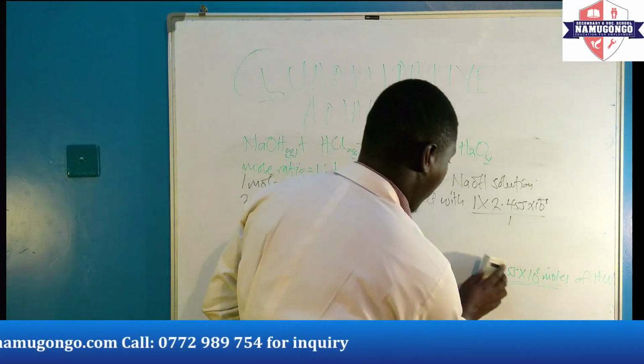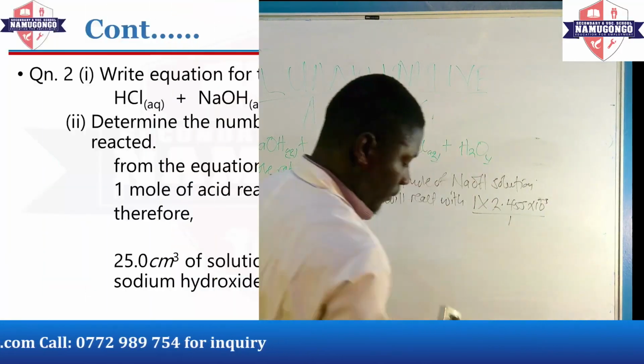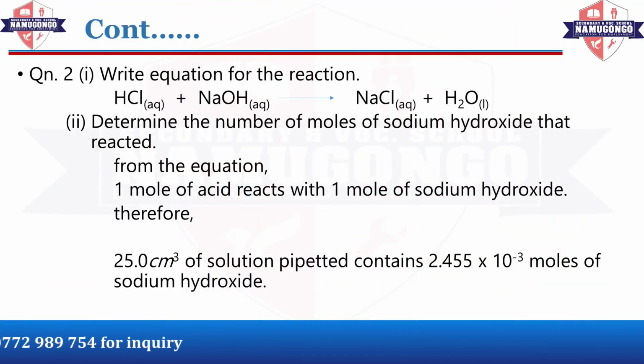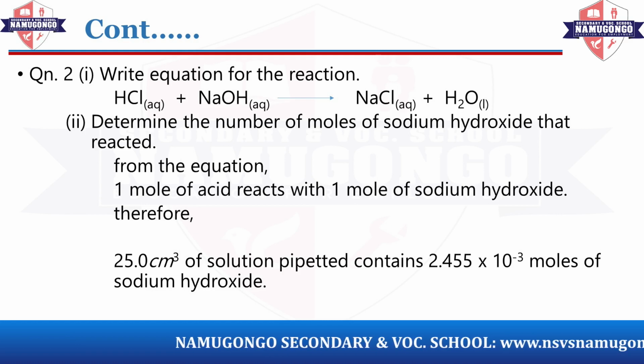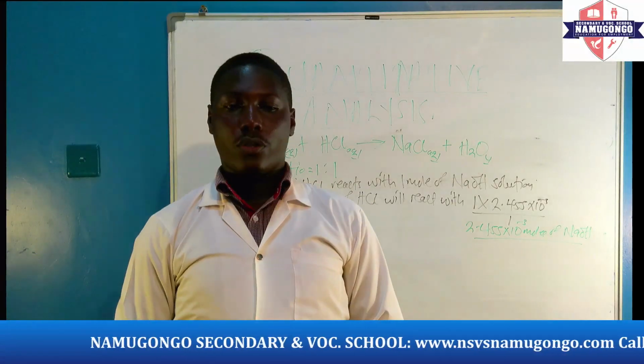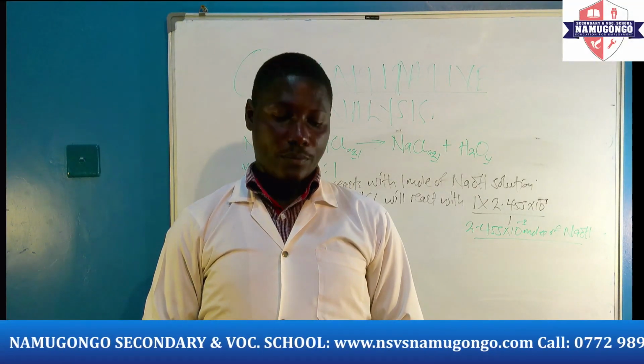So therefore, we have 2.455 exponent negative 3 moles of sodium hydroxide there. And that is what we have as moles of sodium hydroxide.